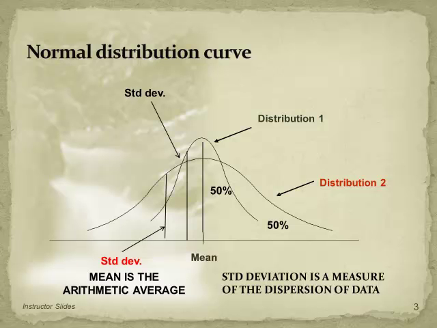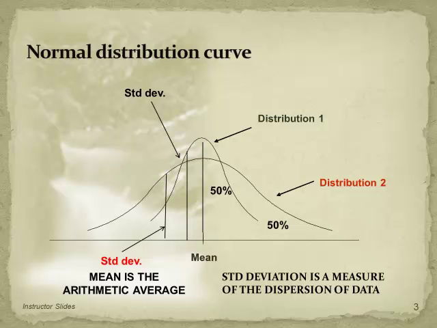So the mean is nothing more than the arithmetic average. So for example, if I look at the grades in a particular class, I add up everyone's grade, divide by the number of students who took the exam, and that is the mean grade of that exam. That's all it is. So distribution curve 1 and distribution curve 2 have the same mean.